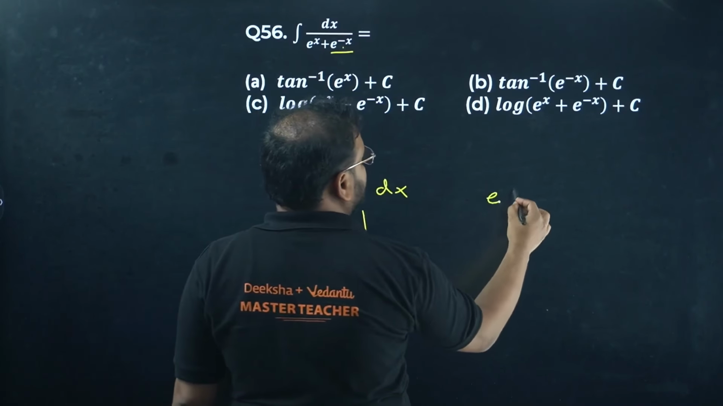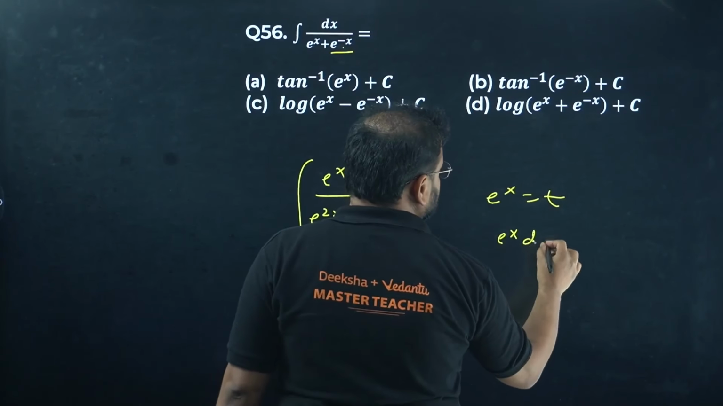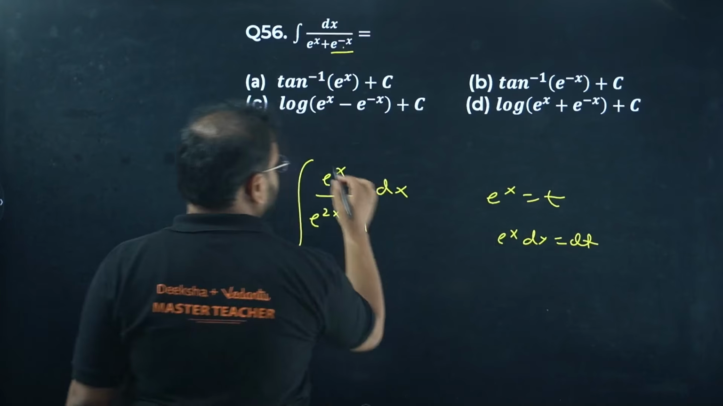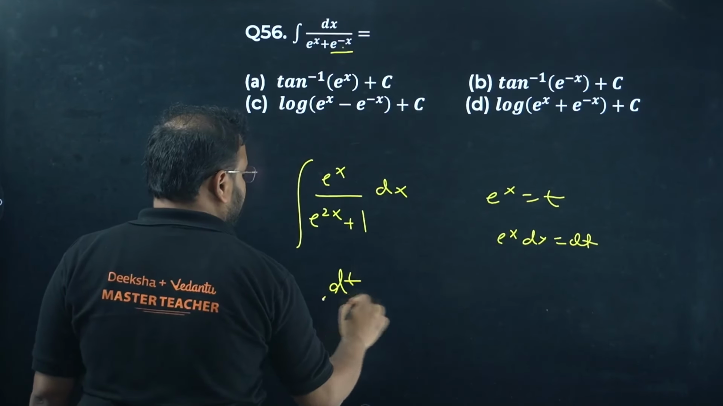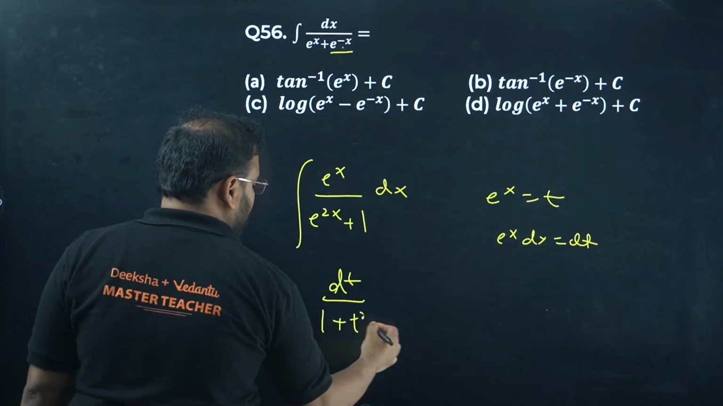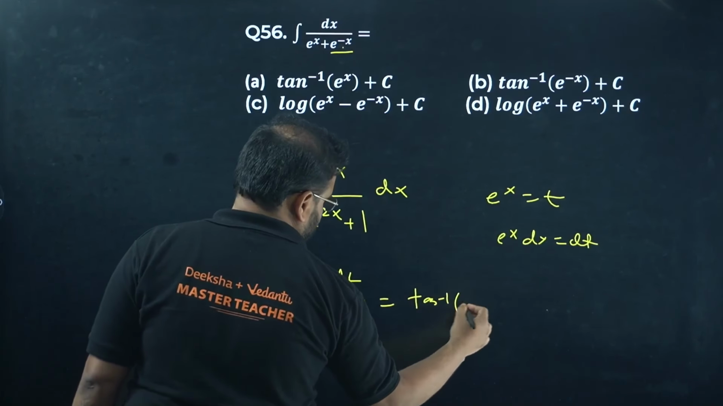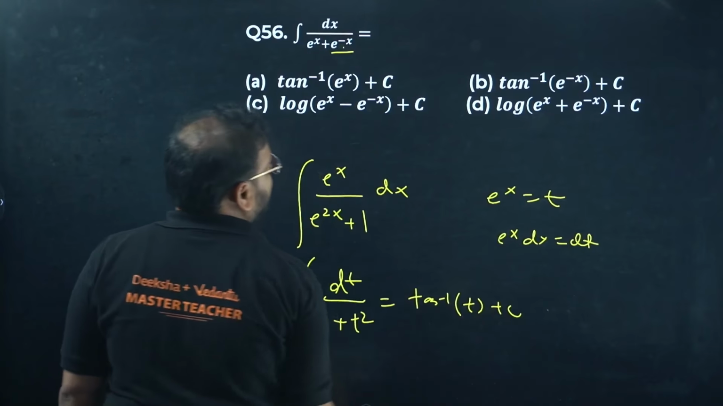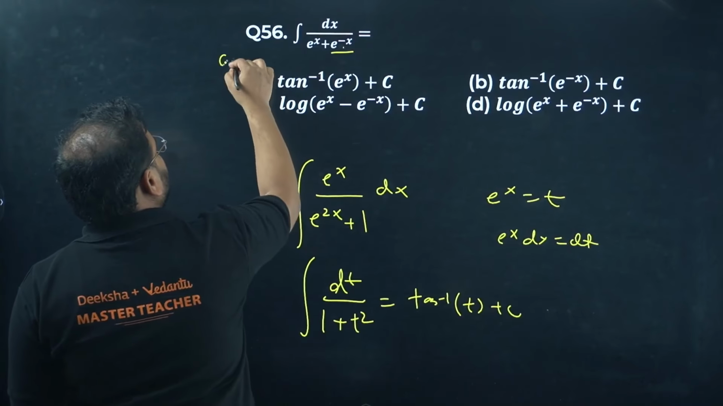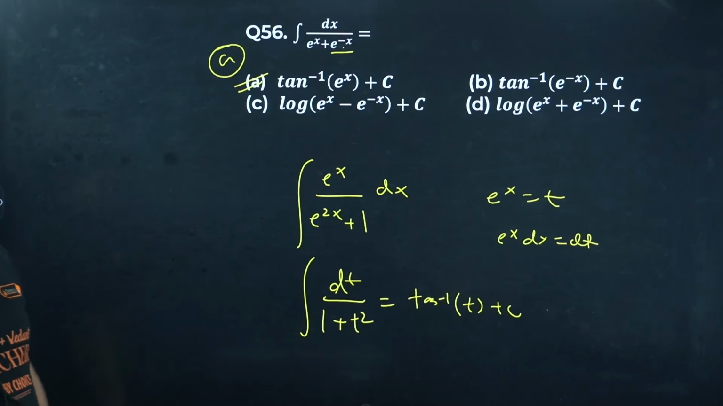Check. Now take e power x as t. This whole thing becomes what? Differentiated, e power x dx as dt. So you'll have here dt, write 1 first, and e power x the square is same as e power 2x. Answer is coming as tan inverse of t, tan inverse of e power x. Option A is correct.